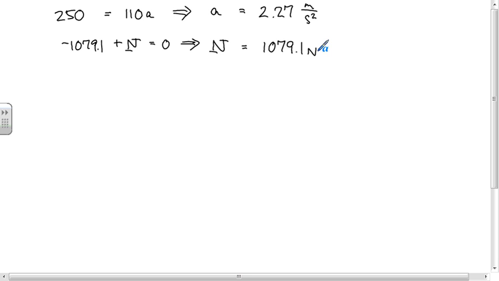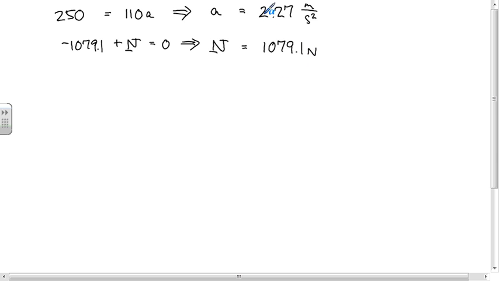Oh, and by the way, it can be a little confusing using N's for normal force and N's for newtons. So I'm always writing my N's for normal force as a sort of fancy capital N, and my N's for newtons as a plain N.